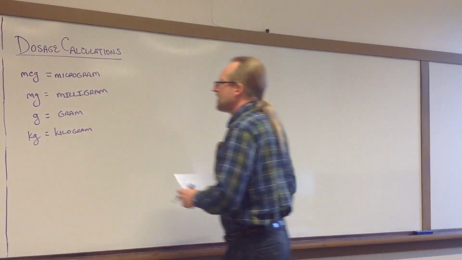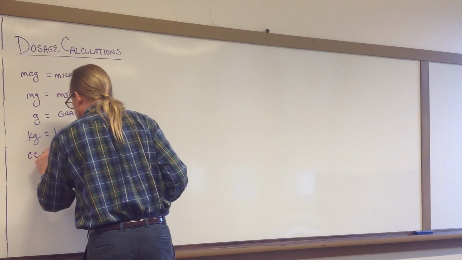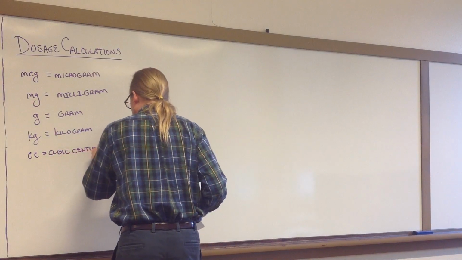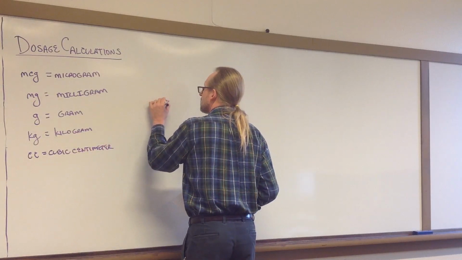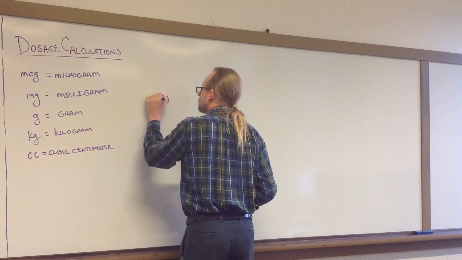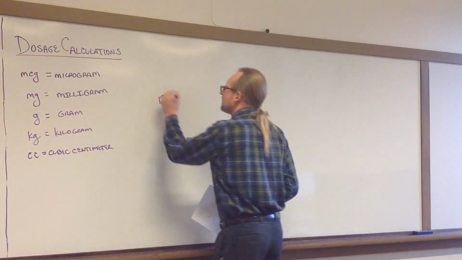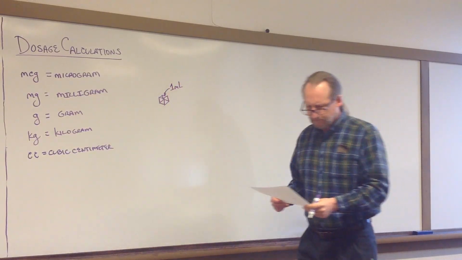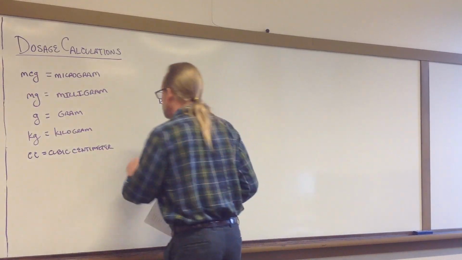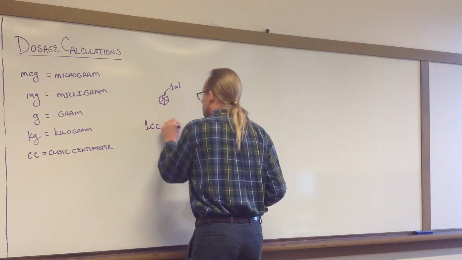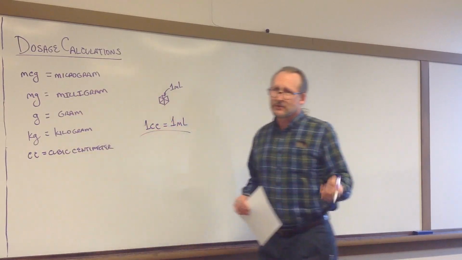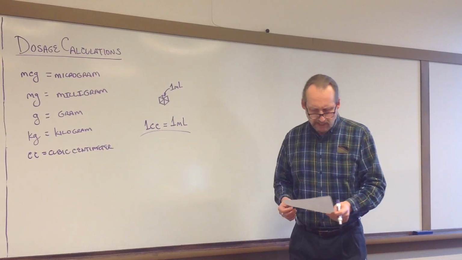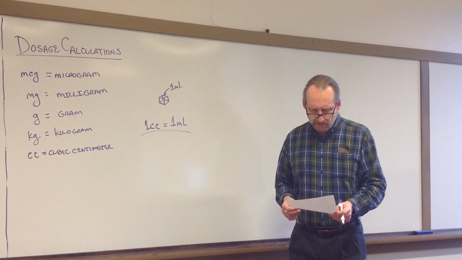Milliliter, a cubic centimeter. A cc is a cubic centimeter, and it is just what it says it is. It's a cube that's 1 centimeter on each side, and by definition in the metric system, that holds 1 milliliter. So 1 cubic centimeter is the same as 1 milliliter. These are used interchangeably in a lot of situations, so it's good to be familiar with the fact that they are the same thing.